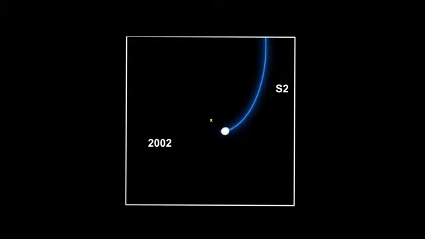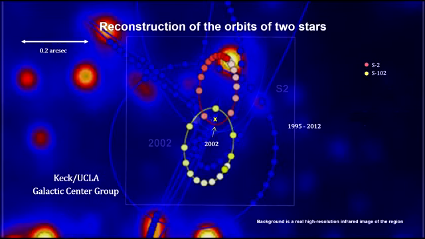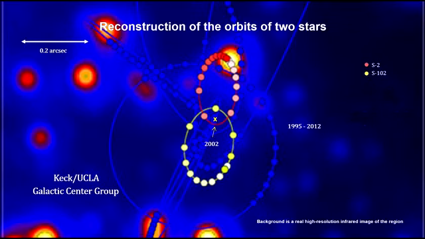For many astrophysicists, this constituted proof that it was indeed a supermassive black hole. But others pointed out that an extremely dense dim star cluster could produce these results. But if Sag A star were a cluster, S2's orbit would wobble. It did not wobble. This was the final proof point.